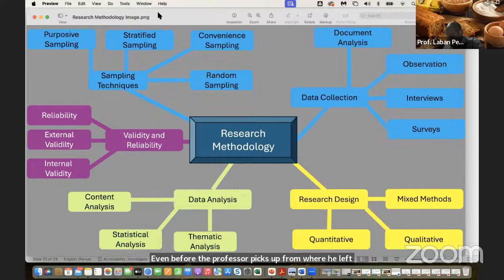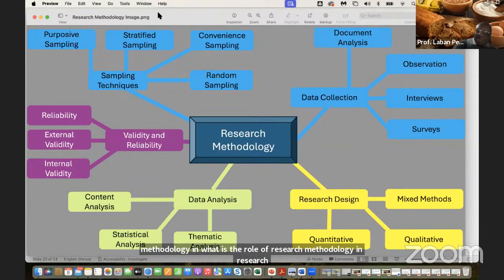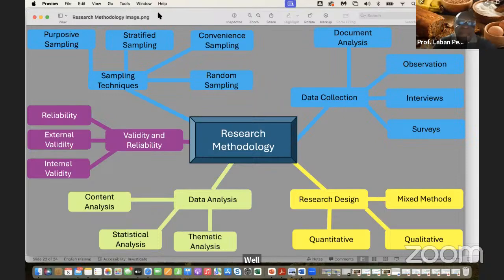Even before the professor picks up from where he left. Yeah. In simple terms, what is the role of research methodology in research? Yes. Wow. That's an interesting one. Research methodology, and I don't know whether I'll be able to pick that slide, but I'll look for it. Research methodology is the blueprint, right from conceptualization to completion of your study.